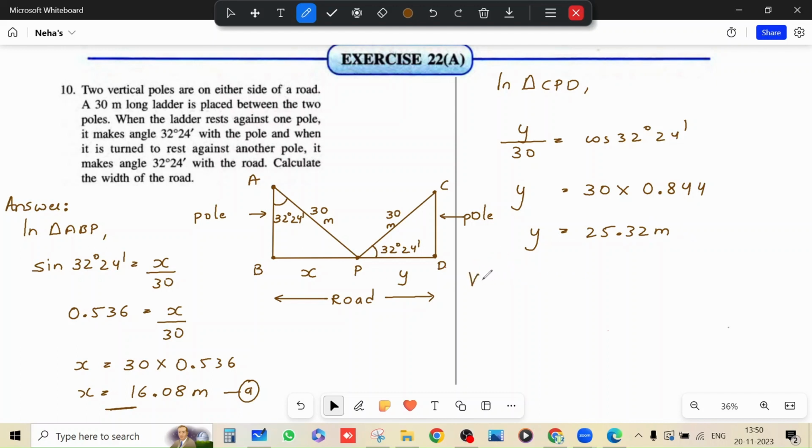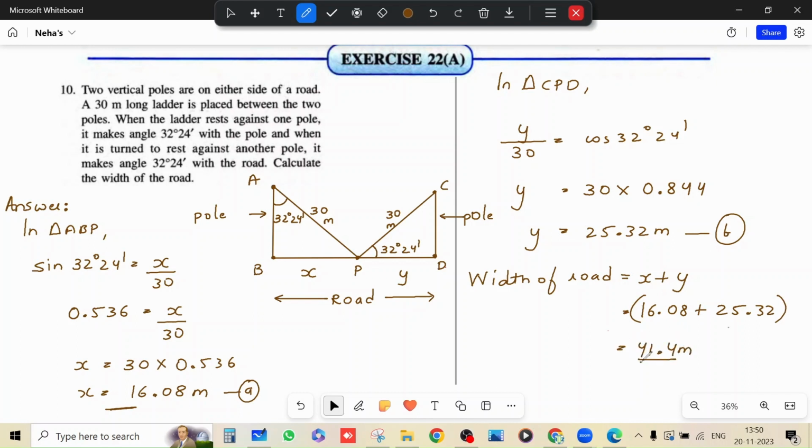So to find the width of the road, we will add the values of x and y from the equations A and B. So this will be equal to 16.08 plus 25.32, which is equal to 41.4 meters.